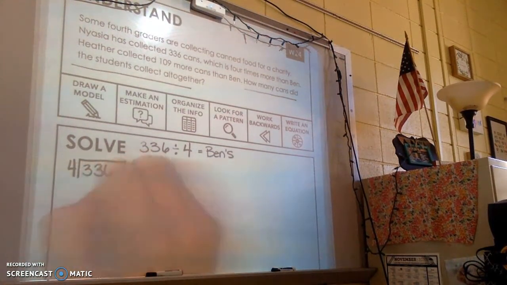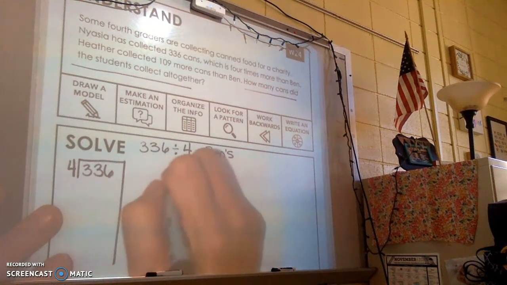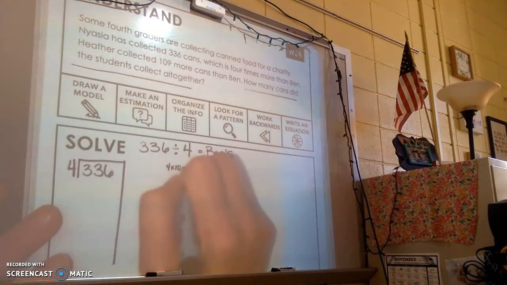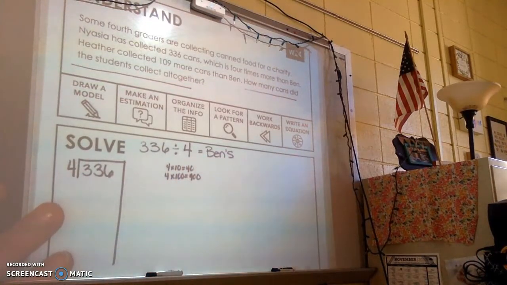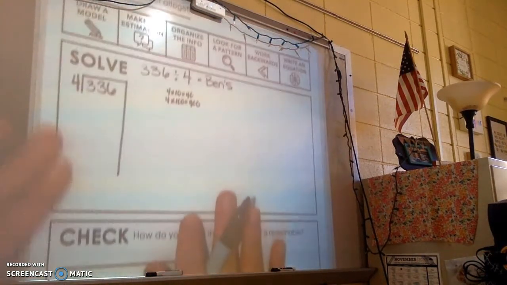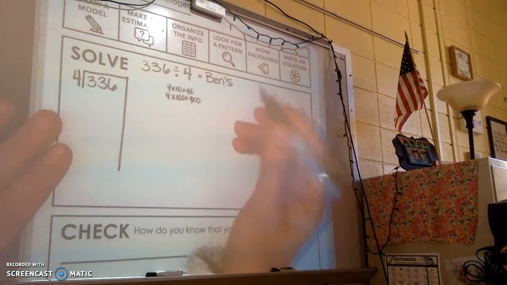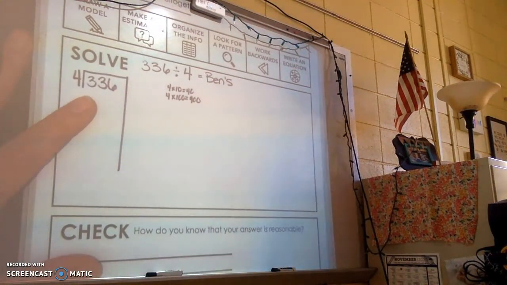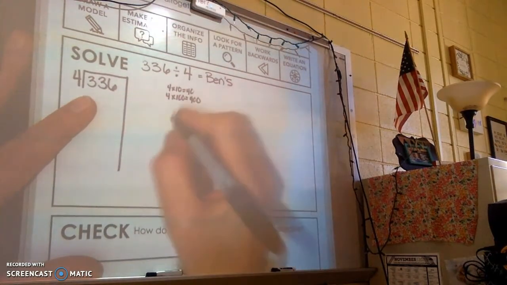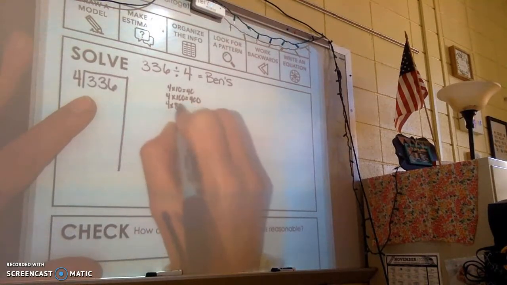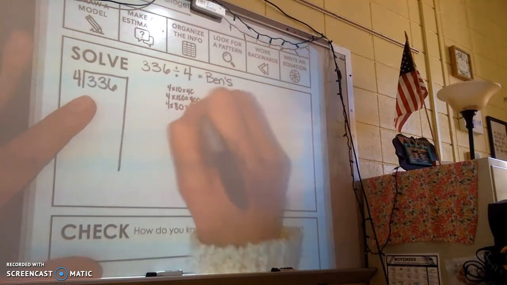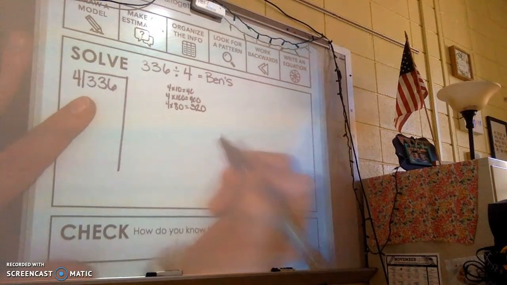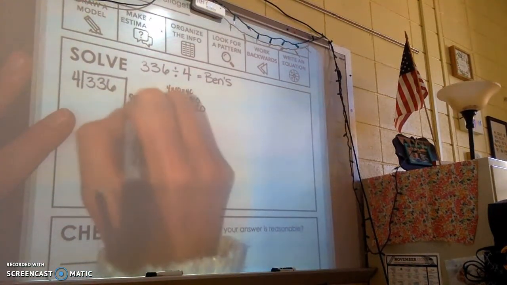I'm going to use partial products here again. So I know, let's see, 4 times 10 is 40, 4 times 100 is 400, too large. Somewhere in between 10 and 100. So let me think about 9 times 4 is 36. That would make 4 times 90, 360. That's too big. Let's try 4 times 80. I know 4 times 8 is 32, so 4 times 80 would be 320. So that would work.